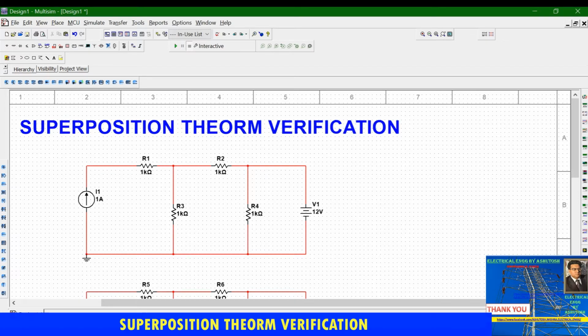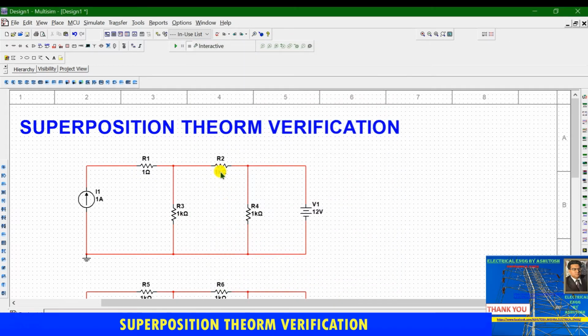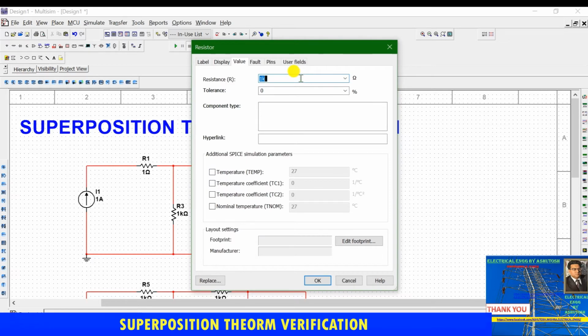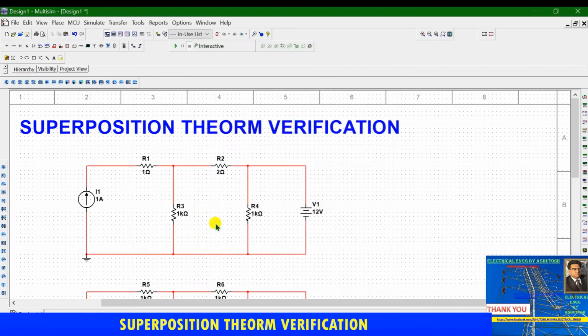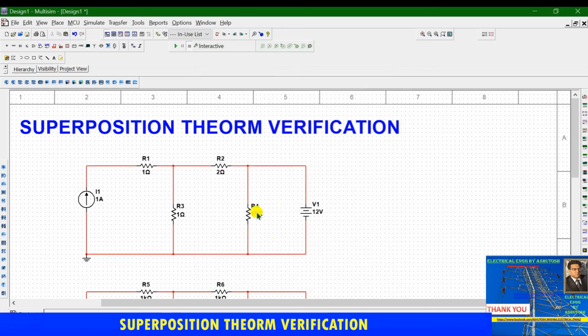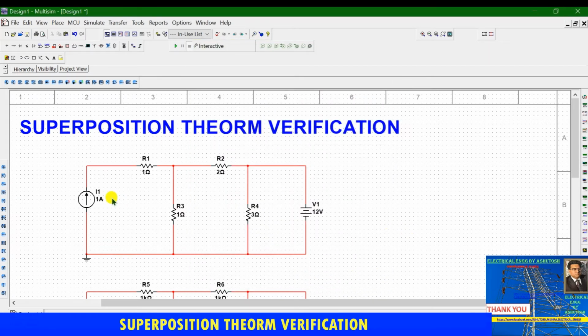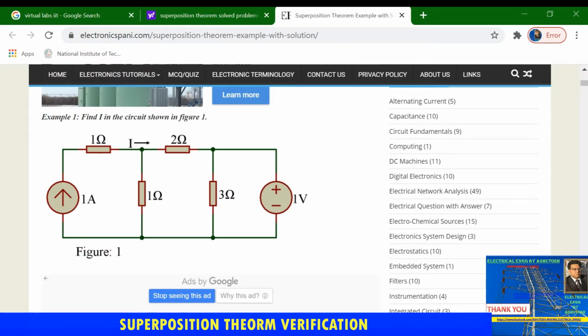Now we will put in the values. This is 1 ampere current, then resistances 1 and 2, this is 1 ohm. By double clicking you can select the value. This is a resistance of 1 ohm, and just double click on it. This is a resistance of 2 ohm. Then R3 is a resistance of again 1 ohm, and R4 is a resistance of 3 ohm. So these are R1, R2, R3, R4, 4 resistances, and the voltage source. This voltage source is of 1 volt.